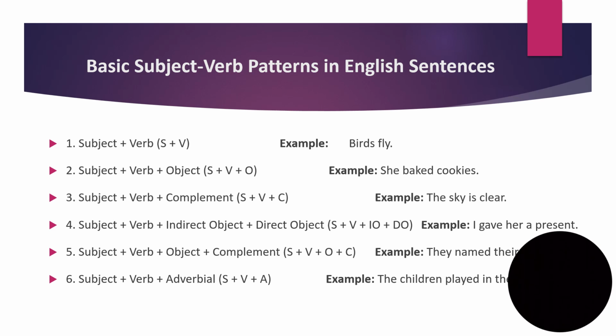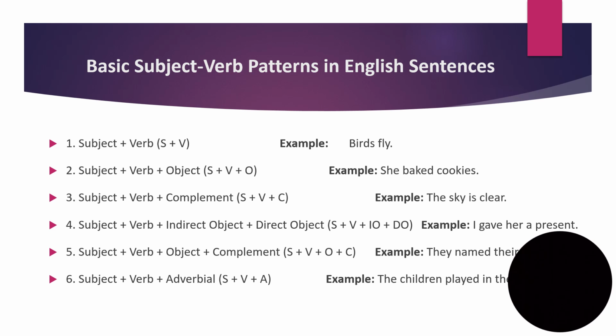Now, basic subject-verb patterns in English sentences. The subject-verb pattern is the foundation of sentence construction in English. It involves identifying the subject, which means who or what the sentence is about, and the verb, i.e., what the subject is doing or being. Below are the most common patterns. First, we have subject plus verb, S plus V. And second, we have subject plus verb plus object, S plus V plus O.